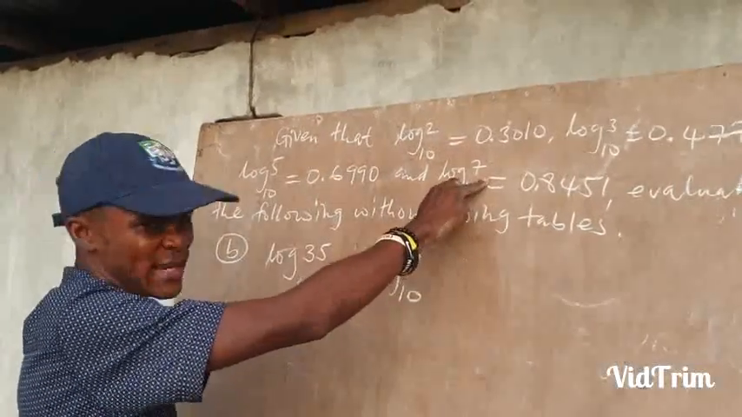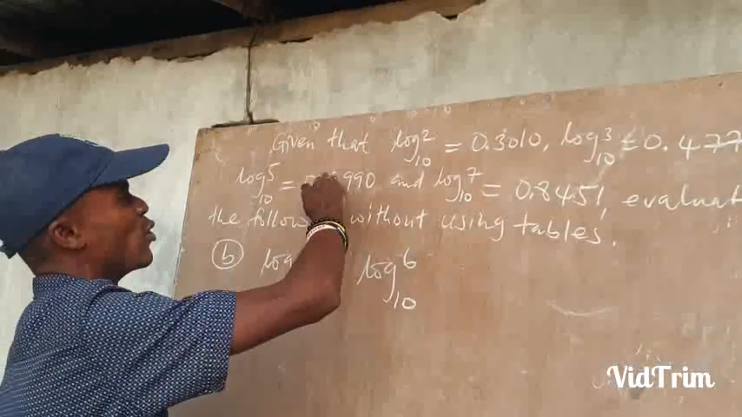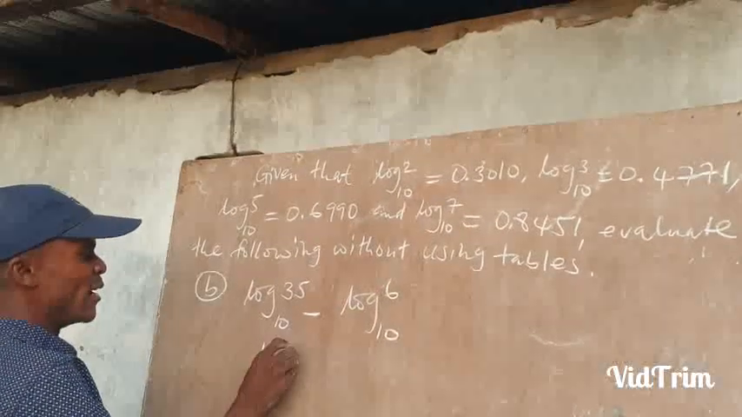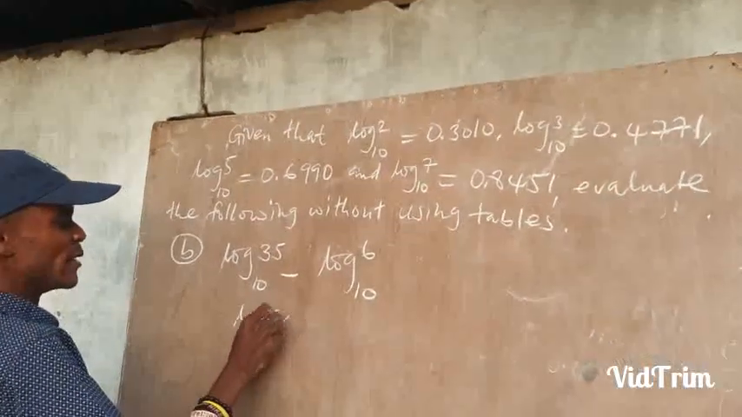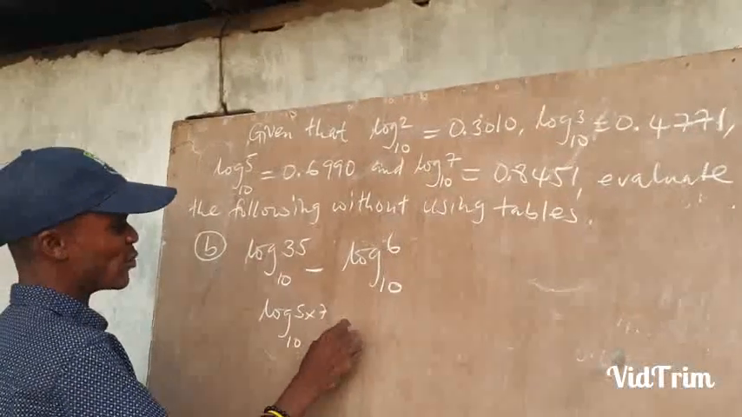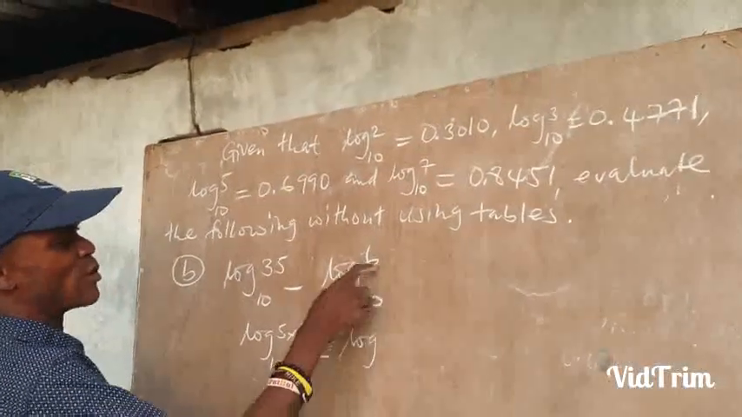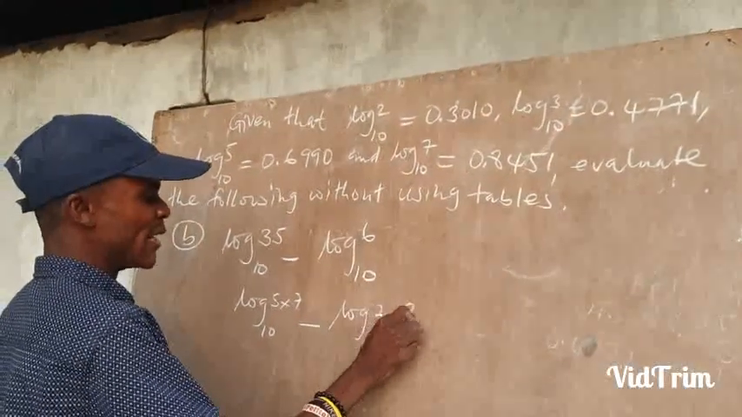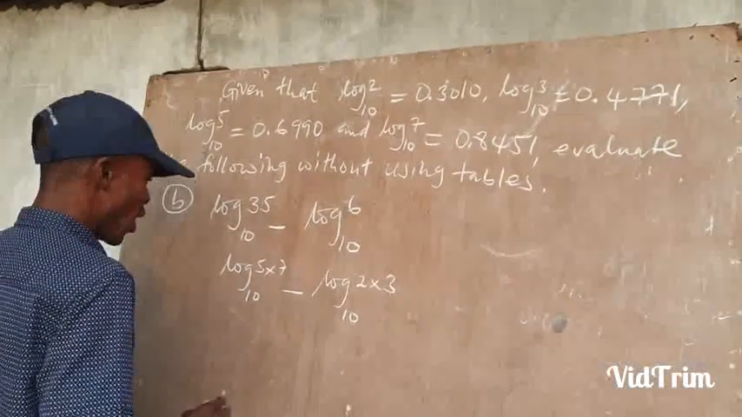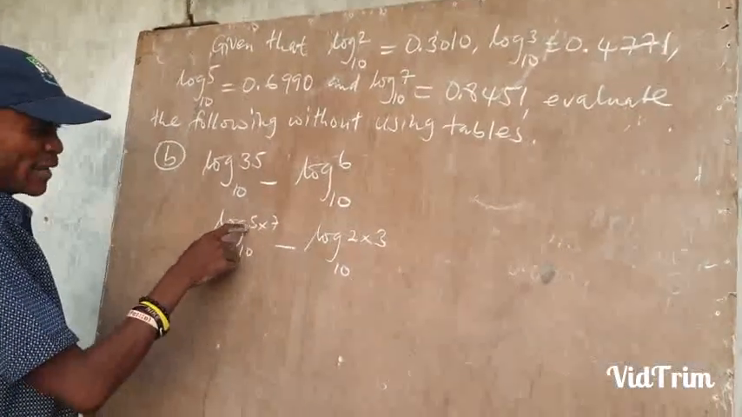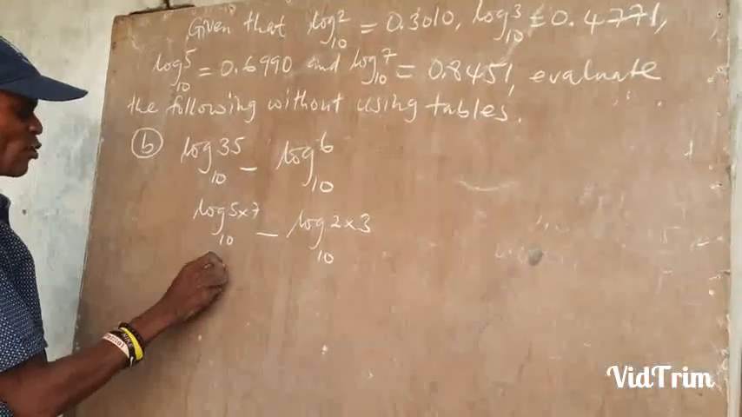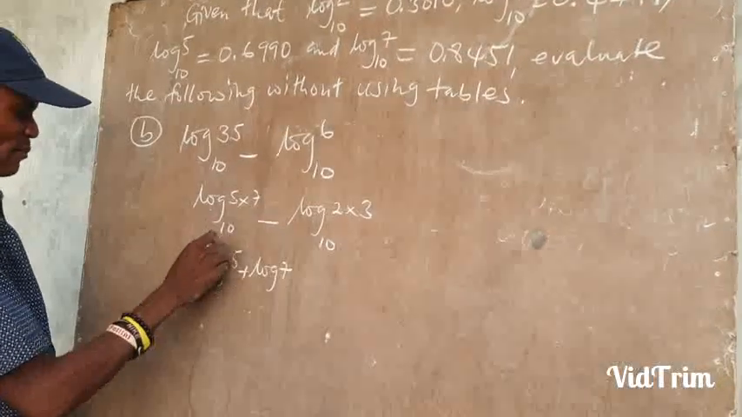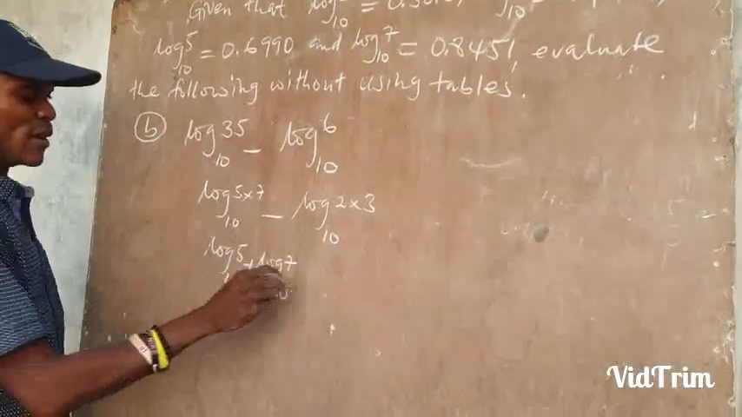5 and 7 were provided. I will not take numbers that were not given to me here. I have 5, I have 7. So for me to get 35, I will just say log of 5 times 7 base 10 minus, for 6, two numbers that I will multiply to get 6 that are among these ones are 2 and 3. That becomes 2 times 3 base 10. Now, anytime you see multiplication you add, that is giving us log of 5 plus log of 7 that way, base 10 here, common to them, minus.